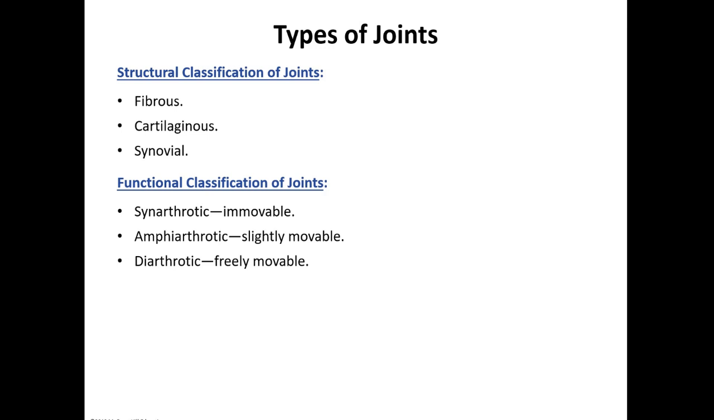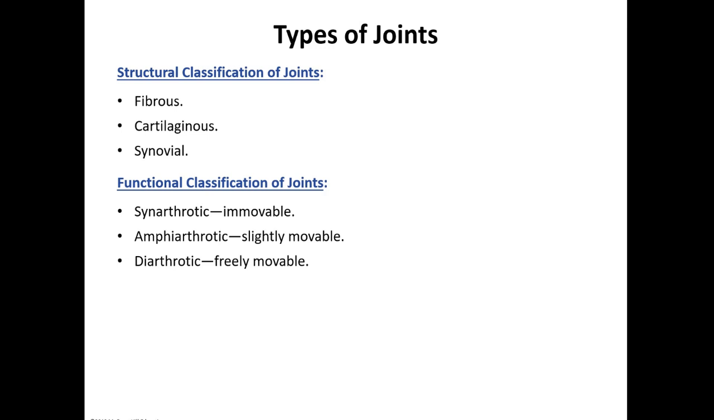If we focus on the structural classification, it tends to separate joints based on the type of connective tissue found at the joint. If the connective tissue is a fibrous membrane, that's a fibrous structural type of joint. If it is cartilage, then that's a cartilaginous joint. If it is a synovial membrane, then that's a synovial joint.